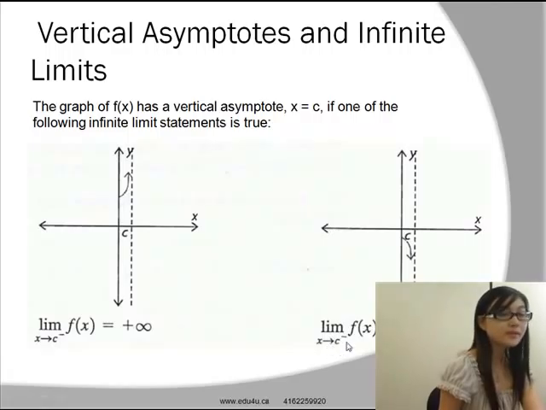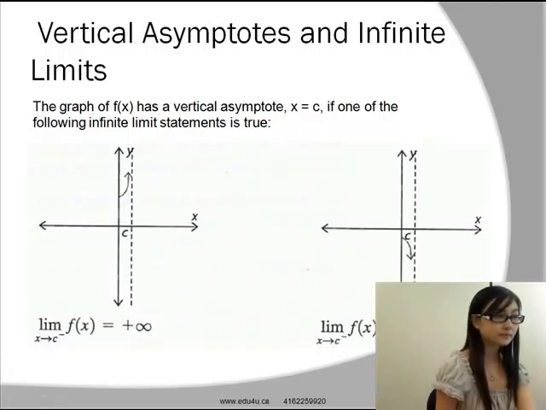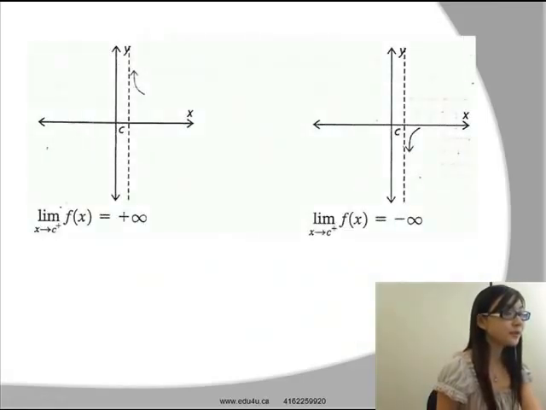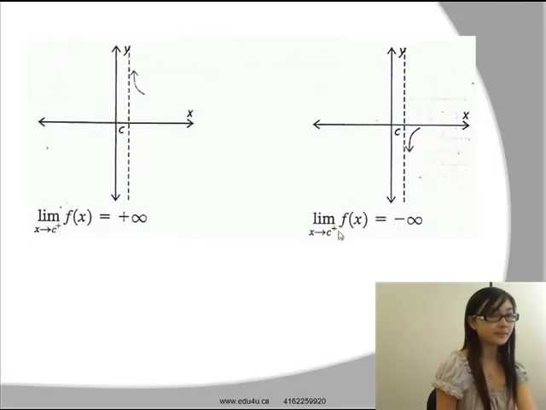Also, the limit as x approaches c from the left side of f(x) equals negative infinity. We also have the limit as x approaches c from the right side of f(x) equals positive infinity, and the limit as x approaches c from the right side of f(x) equals negative infinity.